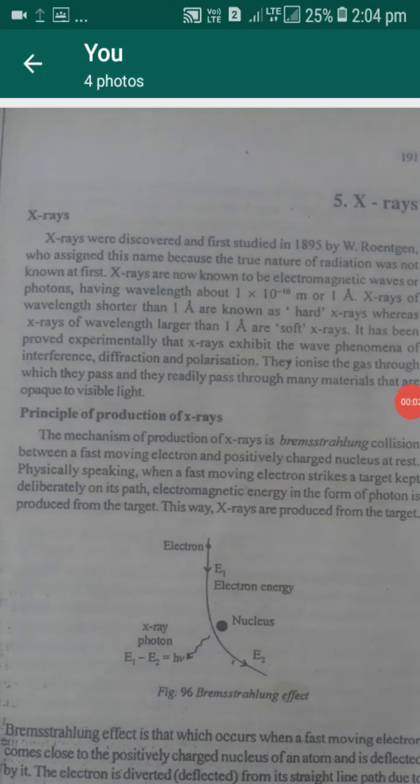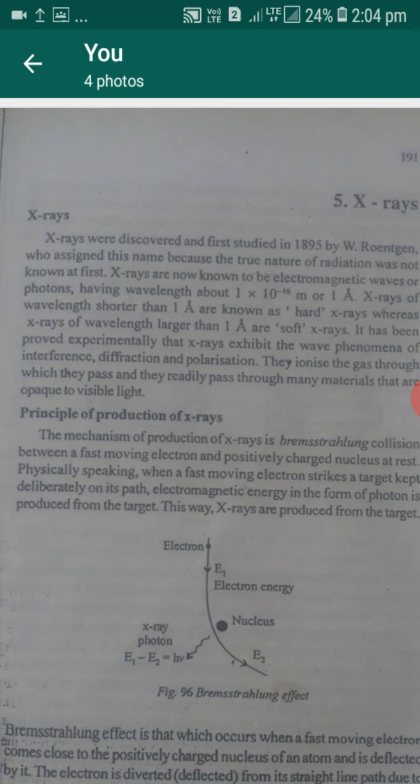Next unit is X-rays, that is unit 5. These X-rays were discovered by Roentgen. He said that X-rays are known to be electromagnetic waves, or photons. They have a wavelength of about 1 × 10^-10 meter, that is 1 Angstrom.